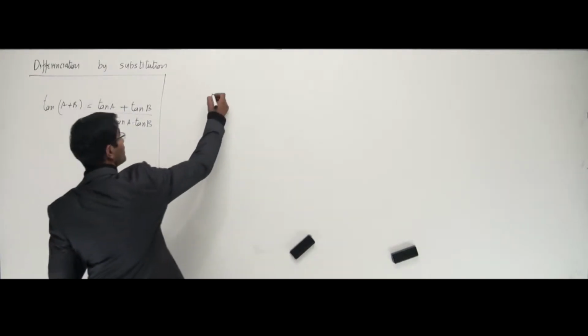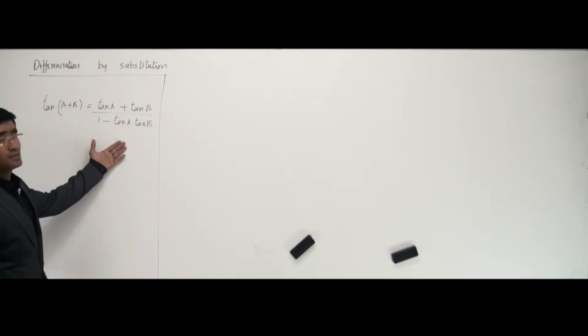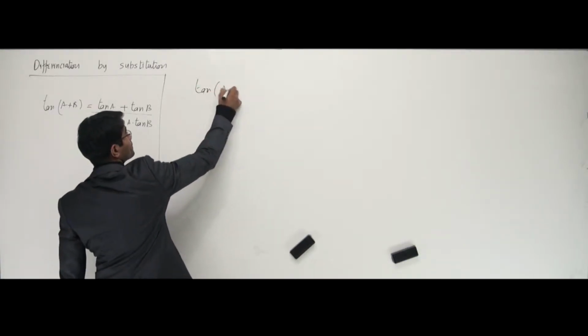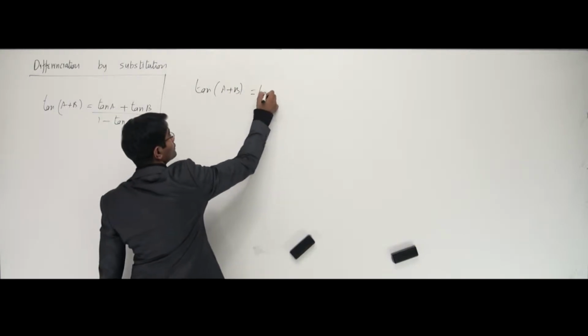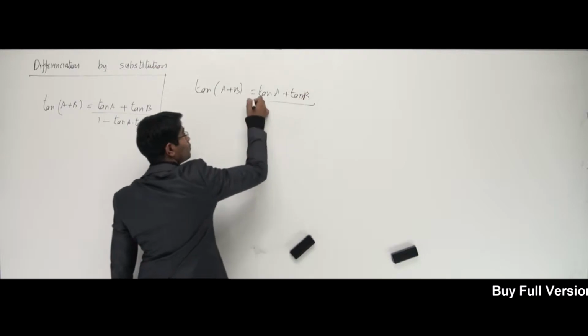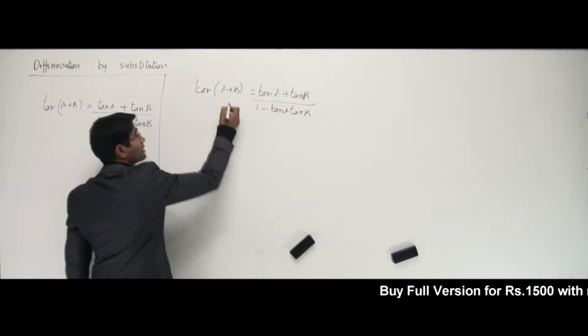All right, now we have tan of a plus b, right? So it goes like tan a plus tan b by 1 minus tan a tan b. All right, let me just write this formula once again. Tan of a plus b is tan of a plus tan of b by 1 minus tan a tan b. Okay, now let us make a little bit of changes.